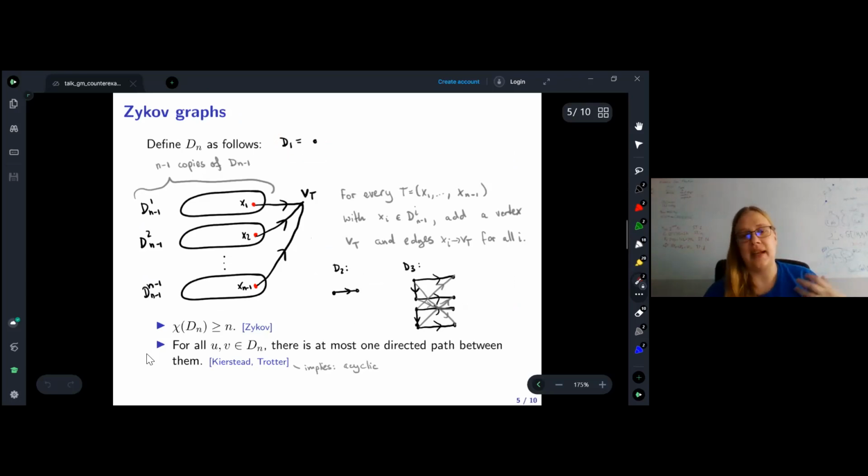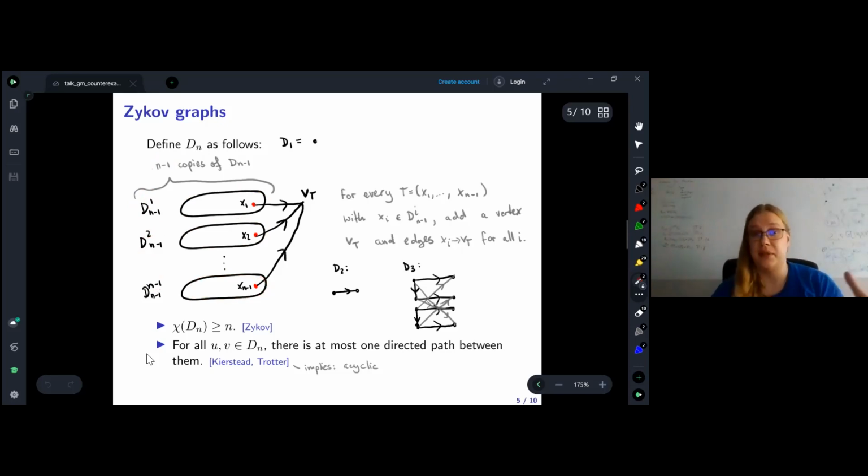D1 is a single vertex, and then Dn is defined inductively. And this is a digraph, which will also make sense in a second. To define Dn, I'm going to take n-1 copies of Dn-1. So here they are, and I'm labeling them with a superscript to distinguish the different copies. So here's one copy of Dn-1, here's another, and I'm making n-1 of them overall.